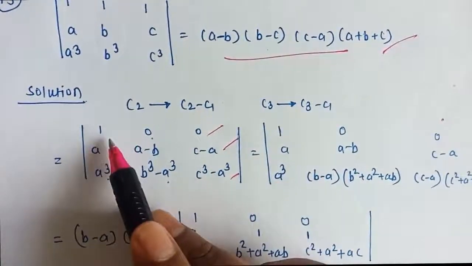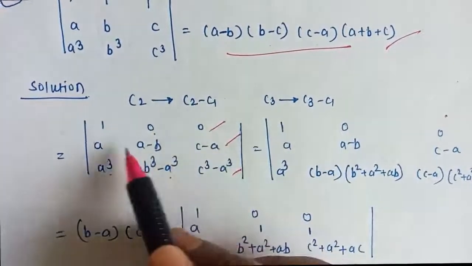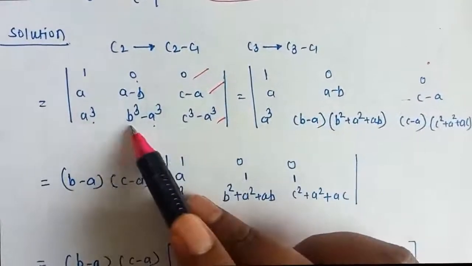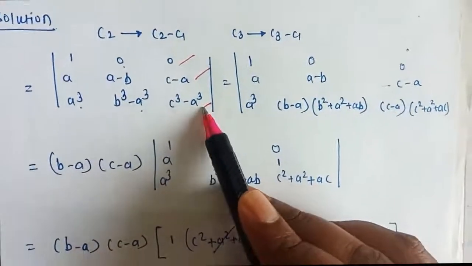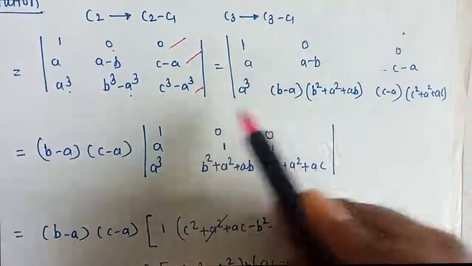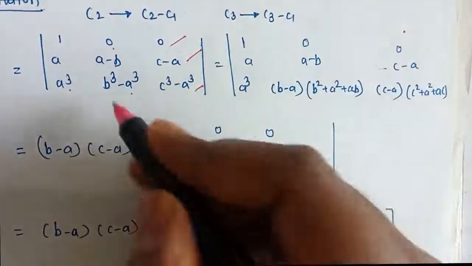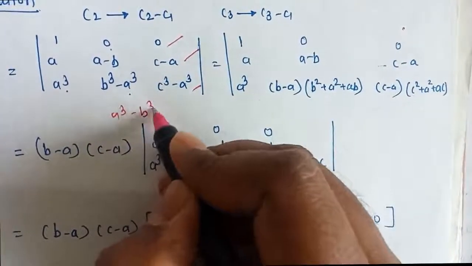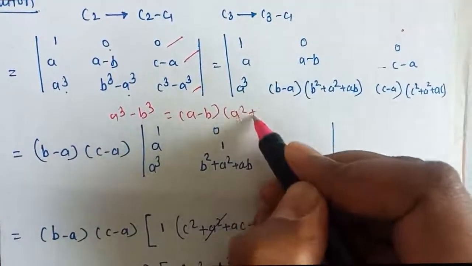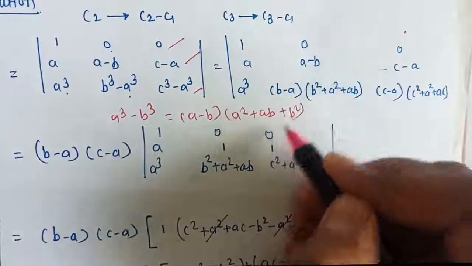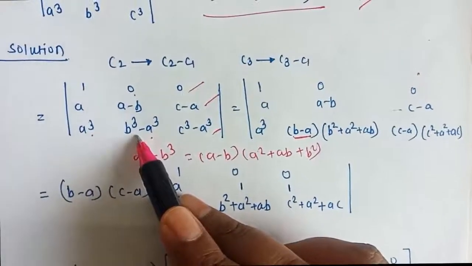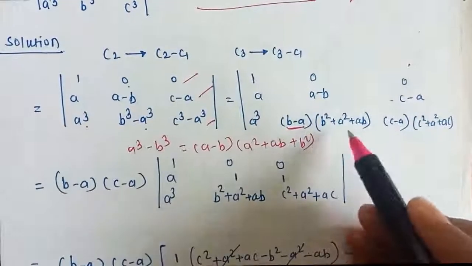So I got the first row as 1 0 0, next as b minus a and c minus a, so I will write on as it is. Next is a cube, b cube minus a cube, c cube minus a cube, so I will write on as it is. But now here b cube minus a cube, this is a formula like a cube minus b cube formula, the expansion of this is a minus b bracket of a square plus ab plus b square. The same way I can write b minus a into b square plus a square plus ab, so I will write on as it is.